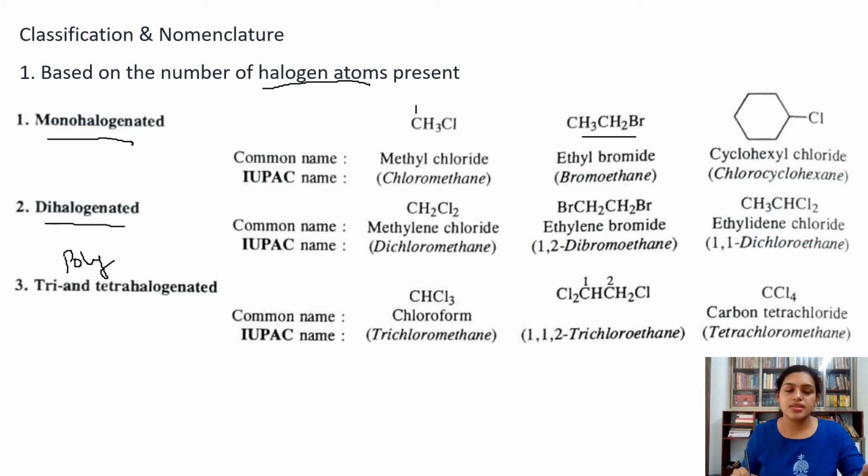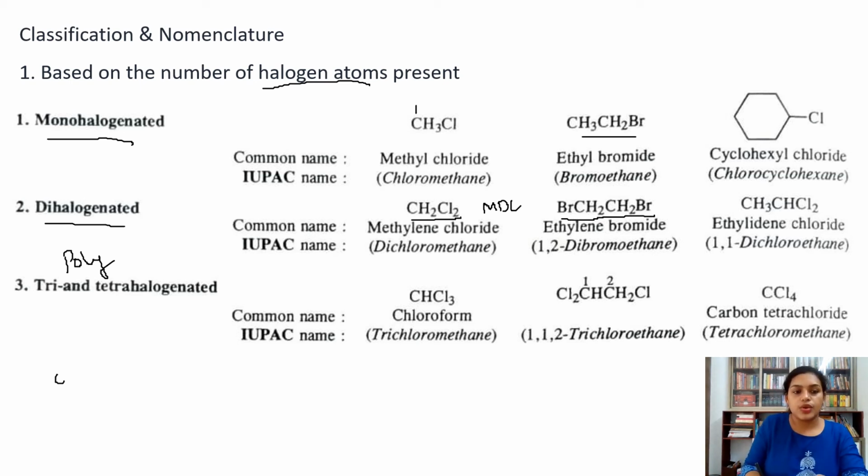The next one is dihalogenated compounds, and this is methylene chloride. The common name is methylene chloride, and we also call it MDC. It's a very good solvent in organic synthesis. The IUPAC name: there are two chlorine atoms and only one carbon atom, so this is dichloromethane. And this second one is ethylene bromide.